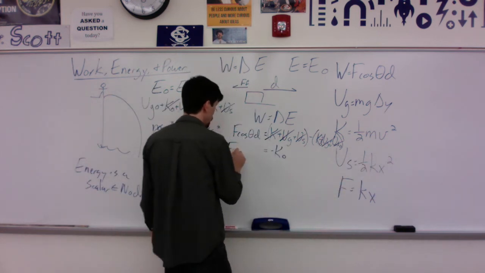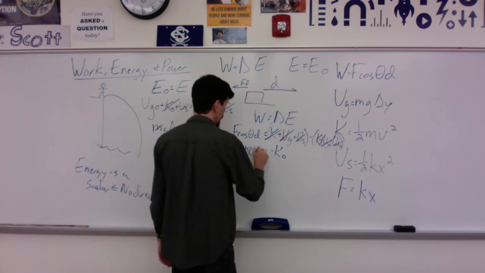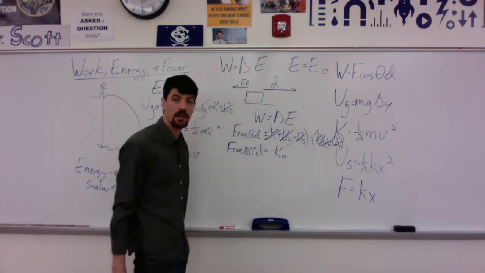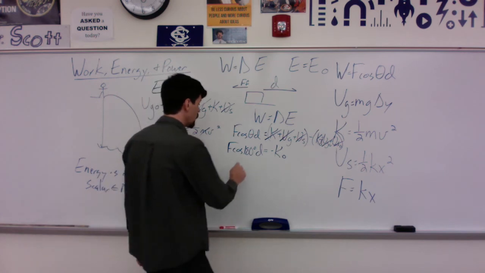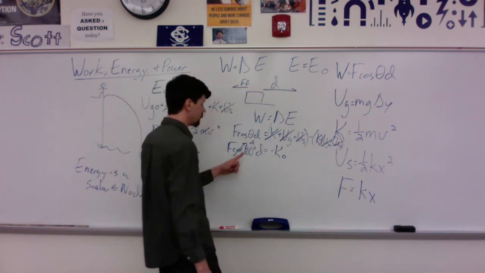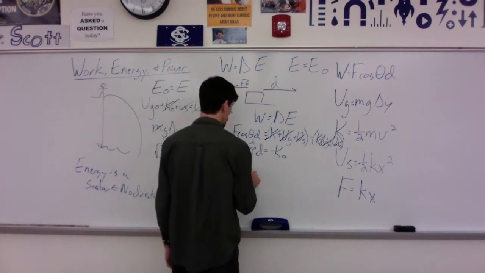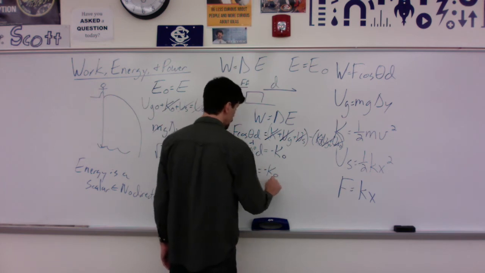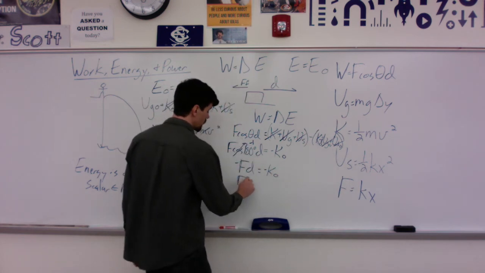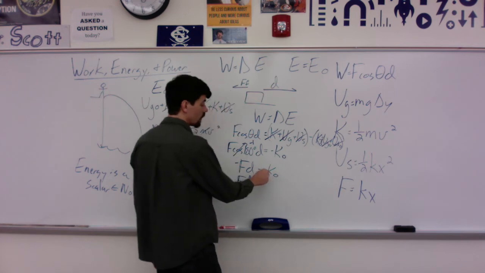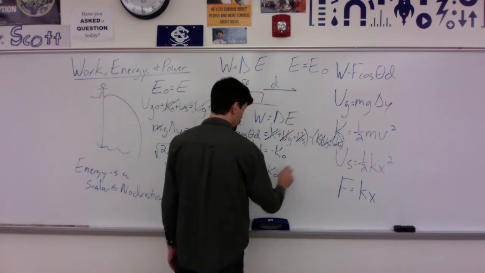So F cosine 180 times my distance. You should realize the cosine of 180 is negative 1. Well, hey, guess what? I just got negative 1 there. So F d negative, negatives fall out. So you agree in this that I can find force, and this can be rewritten as 1/2 mv squared.